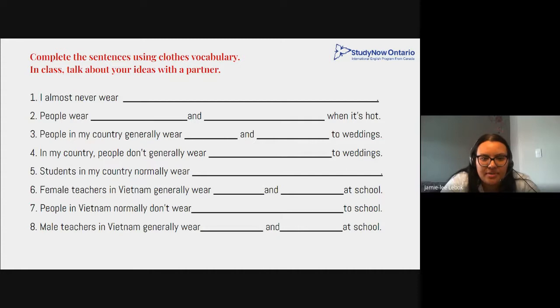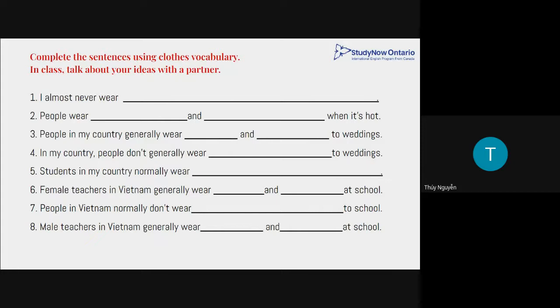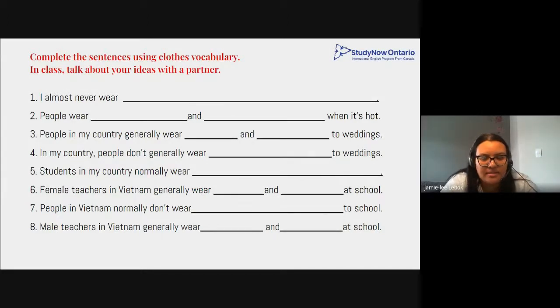And number four, T. Number four is for you. T? Yes. People in my country generally. Generally where? In my country people don't generally wear sexy colors. Okay, colors. Well done. Thank you, T.